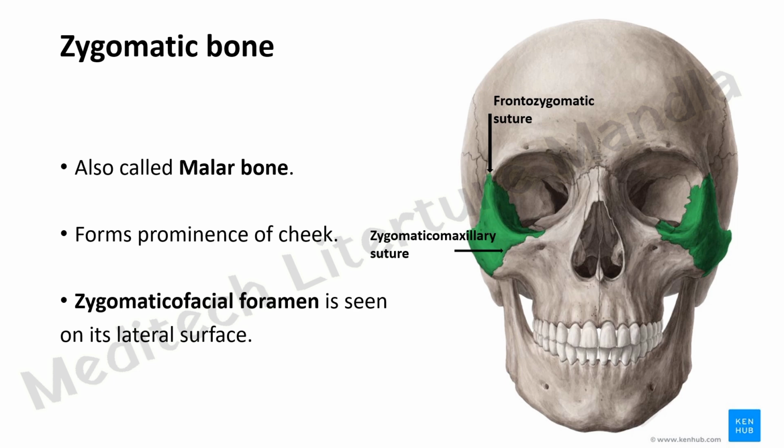So frontal process of zygomatic bone articulates superiorly with the frontal bone at frontozygomatic suture. And the maxillary process of zygomatic bone medially articulates with the maxilla at zygomatico-maxillary suture. On the lateral surface of this zygomatic bone lies zygomaticofacial foramen that allows the passage of zygomaticofacial nerve. So this is about zygomatic bone that is seen in Norma Frontalis.